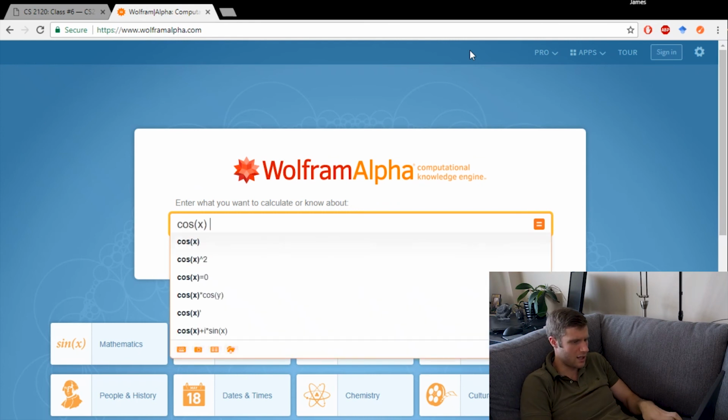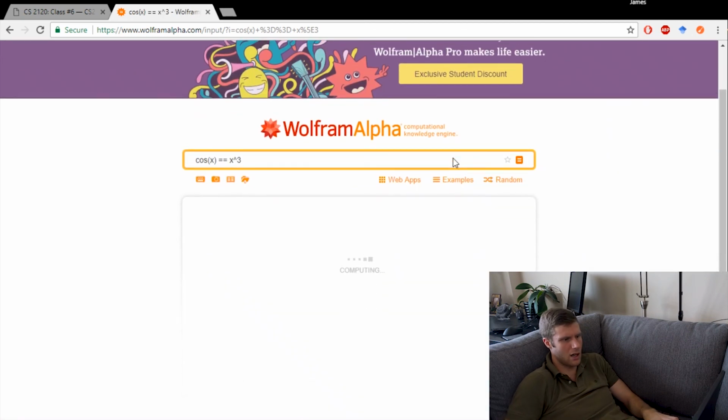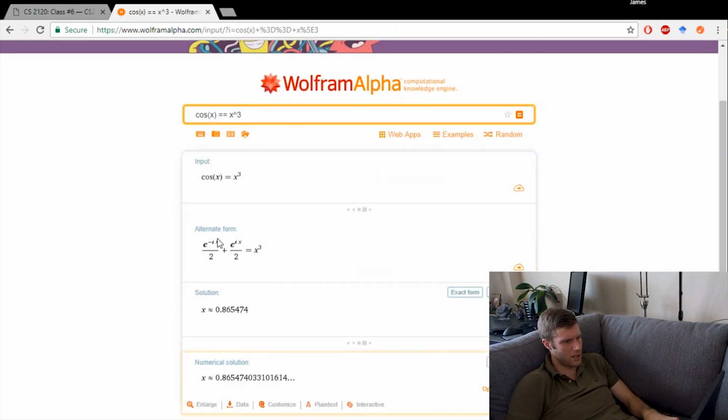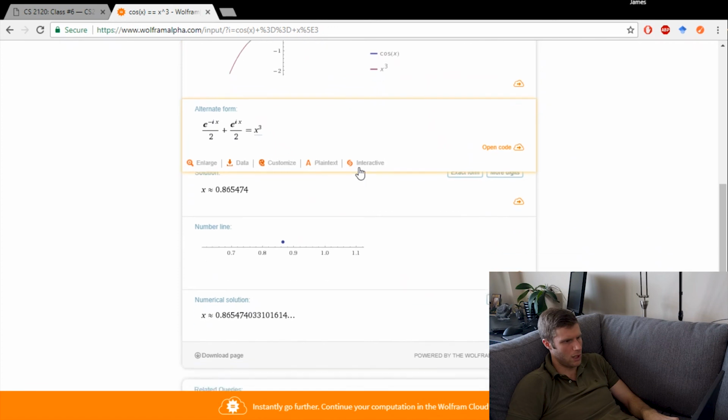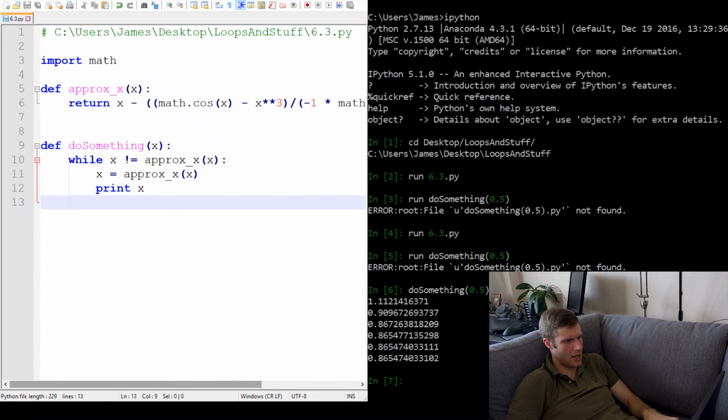cos of x is equal to x cubed. Let's have a quick look here. And I guess it's when it's 0.865474. And let's go quickly back to our interpreter, and we have 0.86547. Awesome, it looks like it worked. Good.